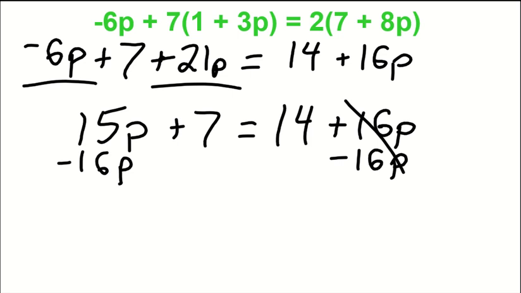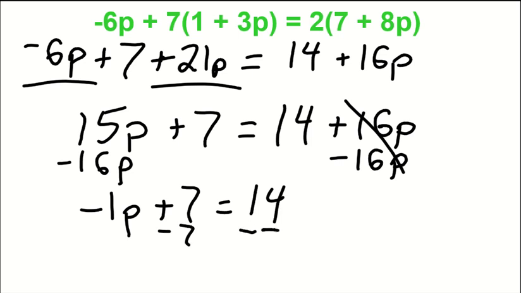Those cancel. That makes -1p plus 7 equals 14. We subtract 7. So we got -1p equals 7. And then you got to divide by -1, which will flip it to -7. Okay?